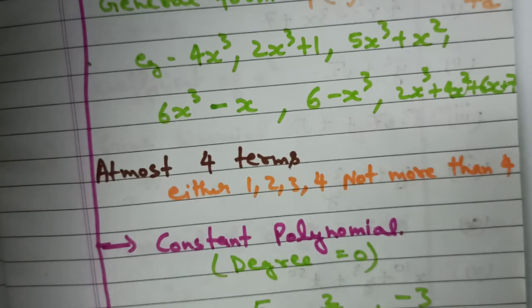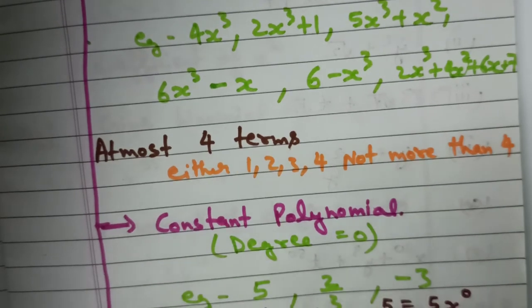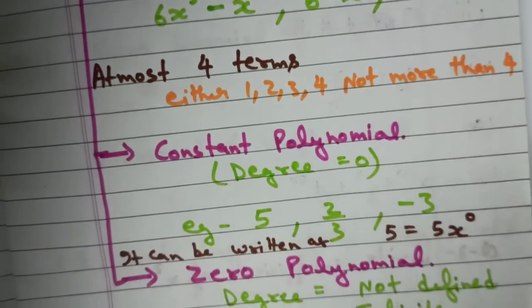So I have given some examples of cubic polynomials, and you can clearly see that the highest power of the variable x in each case is 3 only, and there are either 1 term, 2 terms, 3 terms or 4 terms. That is, at most it can have 4 terms, or it can have fewer than 4 terms, but it can never have more than 4 terms.